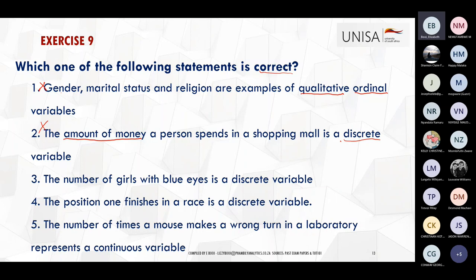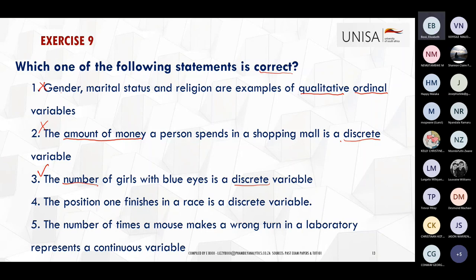Number three, number of girls with blue eyes is a discrete variable. Yes, that is correct because for the number of girls, I can count 1, 2, 3, 4, 5 girls. They are discrete. It's something that can be counted.